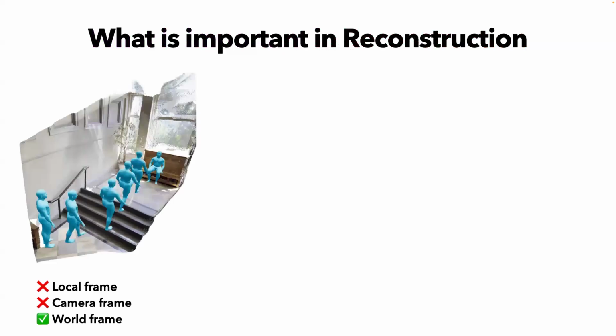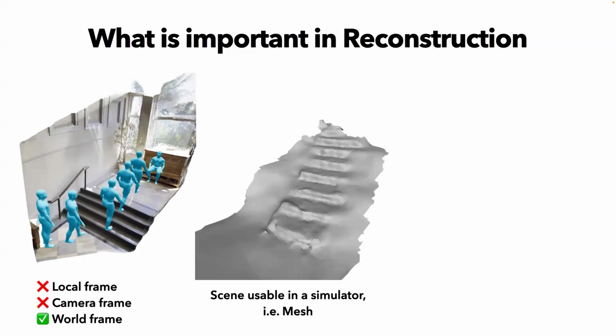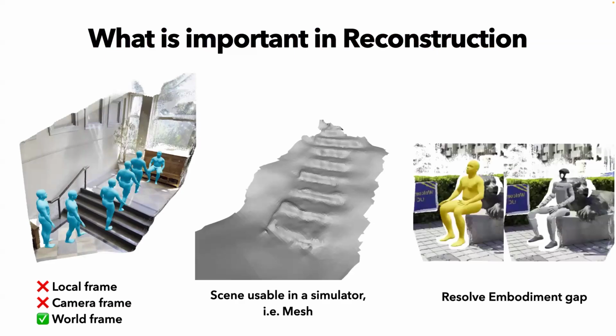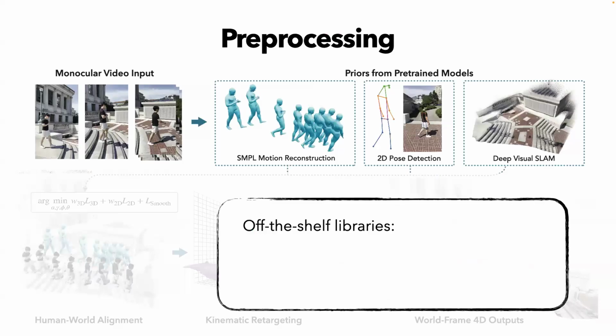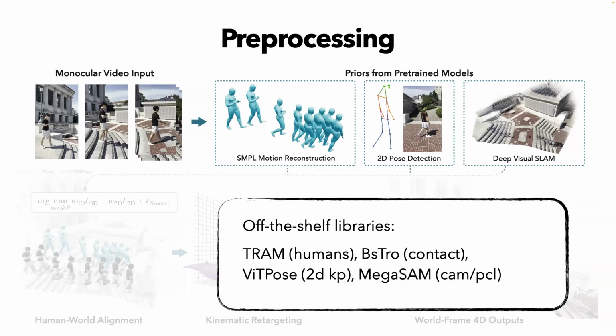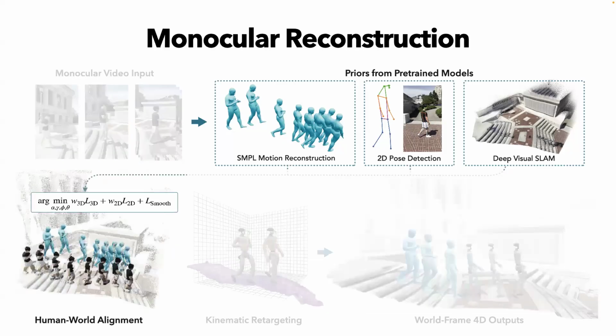What's really important in reconstruction is that we do this in the world coordinate frame. We have to recover a scene that is usable in a simulator, so not a point cloud, but a mesh. And then we also want to resolve the embodiment gap. For the pre-processing, shout out to all the off-the-shelf libraries like TRAM, BSTRO, ViTPose, and MegaSaM. MegaSaM really was a game changer, and I'm going to talk about this later today at the 4D reconstruction workshop.